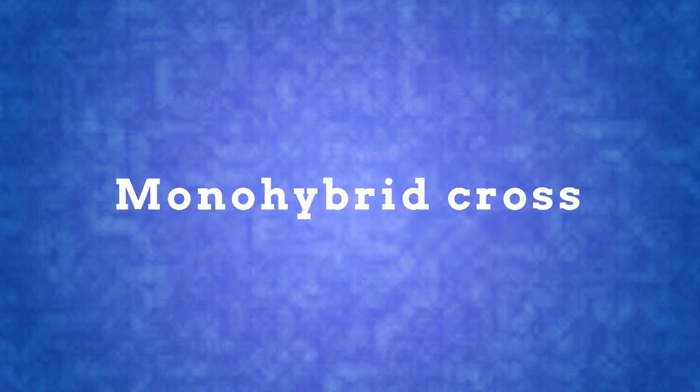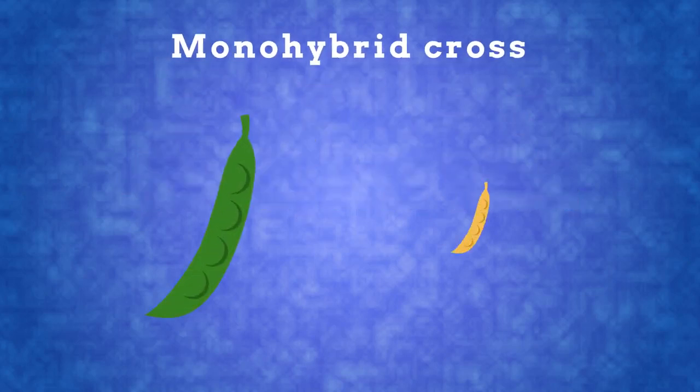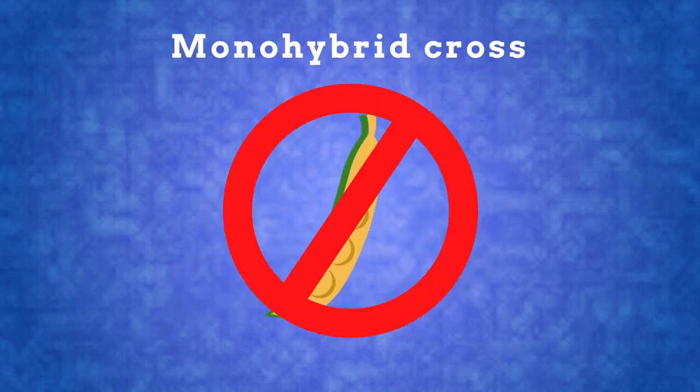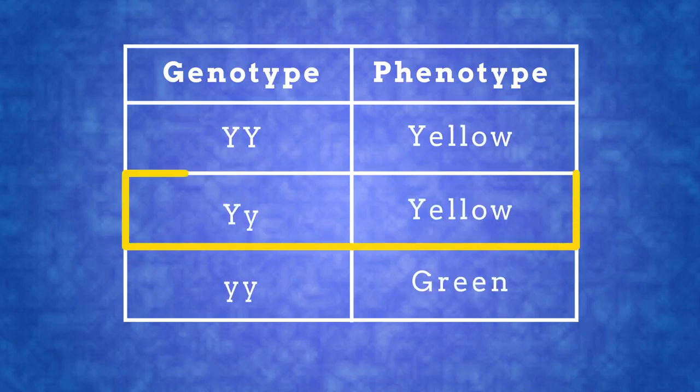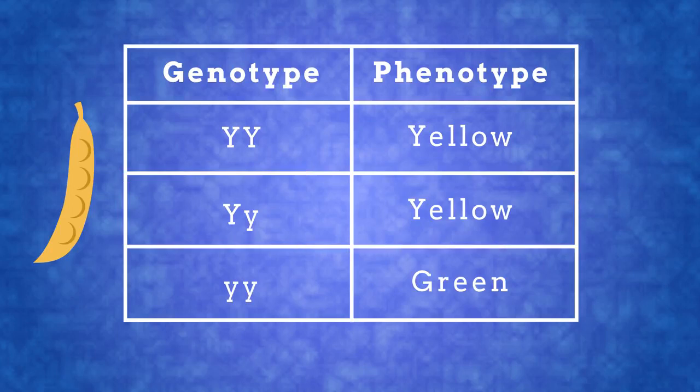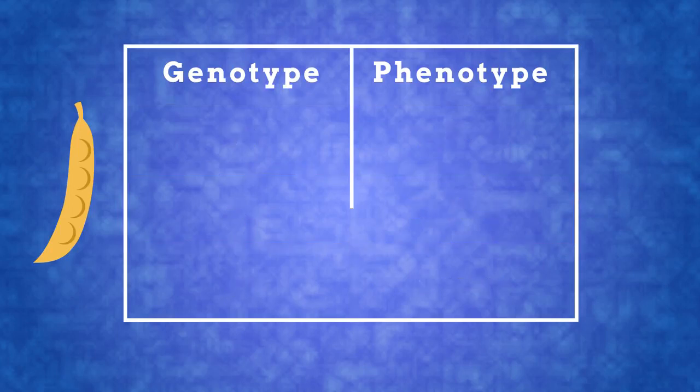A monohybrid cross is the study of the inheritance of one characteristic, such as pea pod color. They will either be green or yellow, not a mixture of the two. Only one of the alleles is expressed, and the yellow allele is dominant, so in the YY genotype, the yellow pod color wins. In codominance, the alleles are both expressed in the same phenotype, so you can end up with a mixture. Neither allele is dominant.